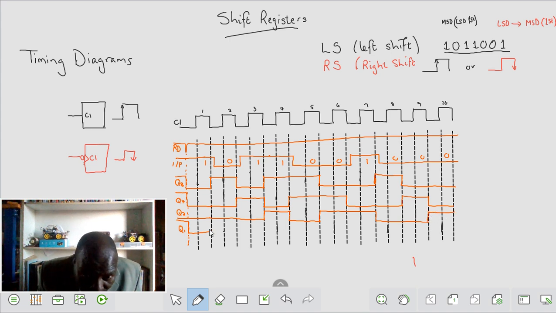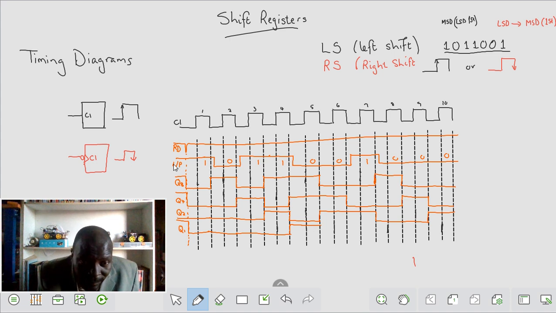Okay, finally Q1 is being fed by Q2 when you're going right. So here is fed a 0, here is fed a 0, here is fed a 0, now it's fed a 1.